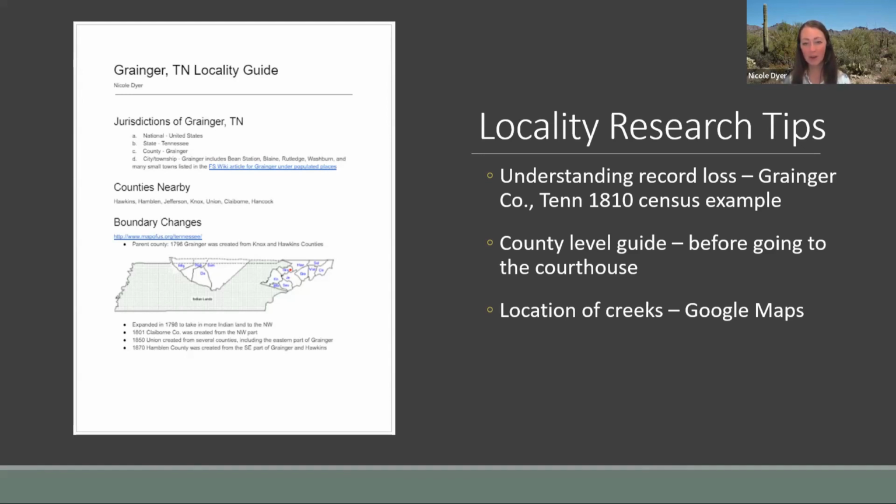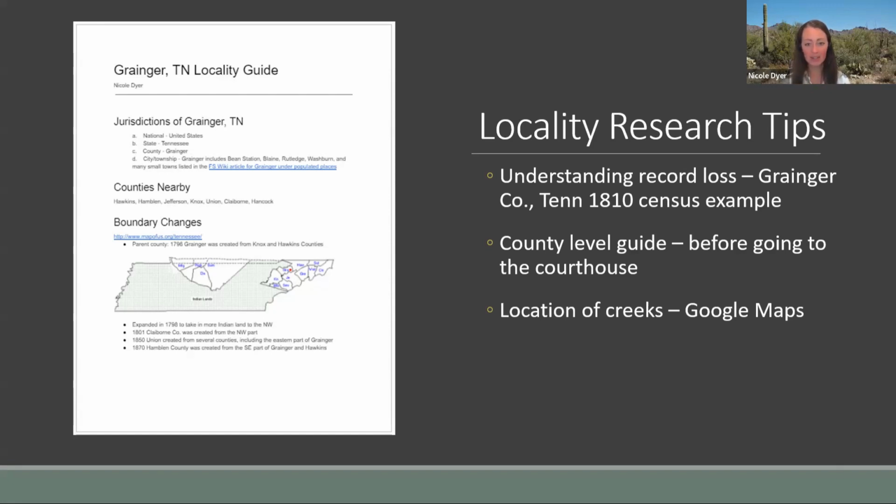The book talks about, before going to the courthouse, really understanding what records have already been digitized. That is such a key part of your county level guides if you're making a locality guide for a county. After you've fully exhausted those online resources, then you're ready to go to the courthouse, because you don't want to spend your limited time at the on-site repository looking at records that have already been digitized. So that was a big takeaway for me as I studied her book.